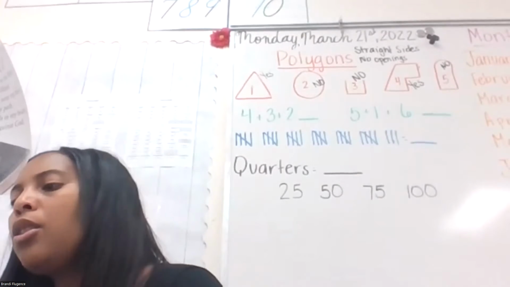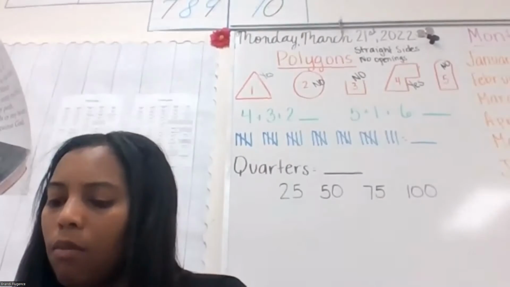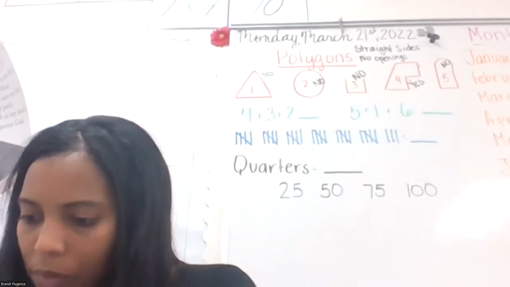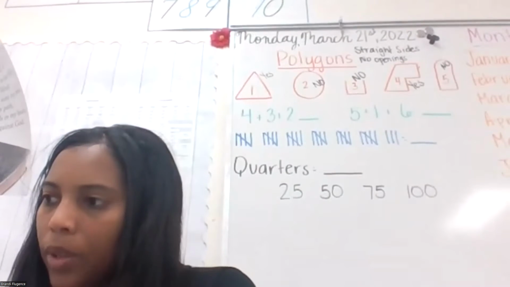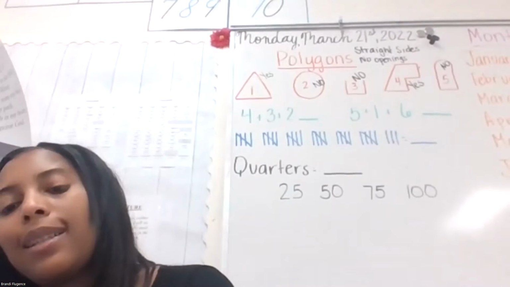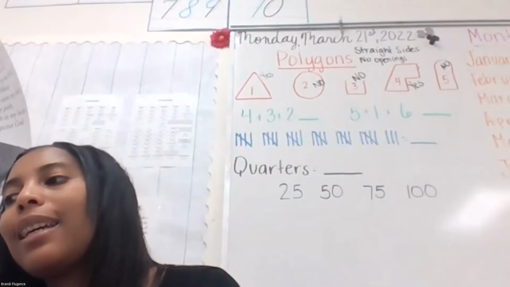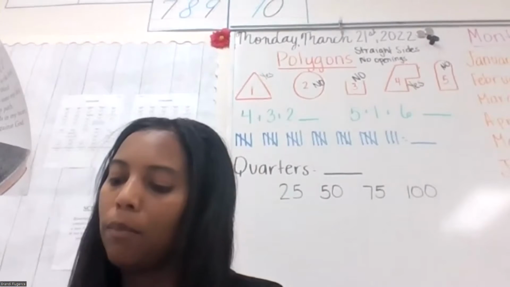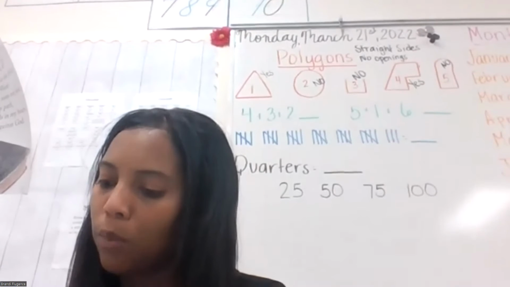G, count your sides. 1, 2, 3, 4, 5, 6. So it has 6 sides. Straight sides? Yes. Any openings? No. So is it a polygon? Yes.